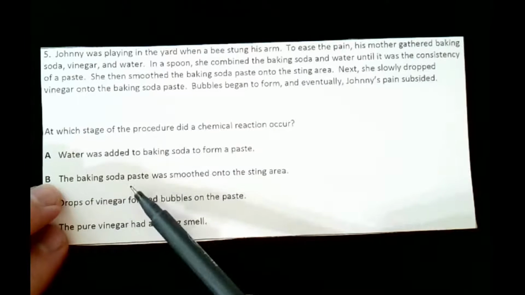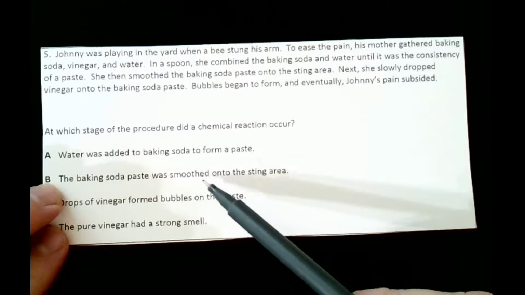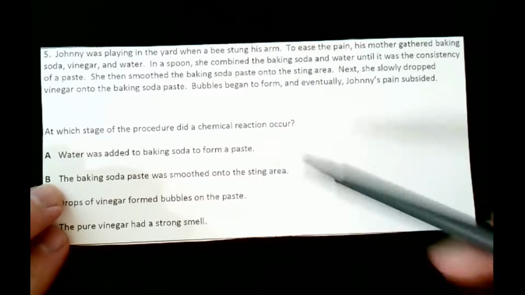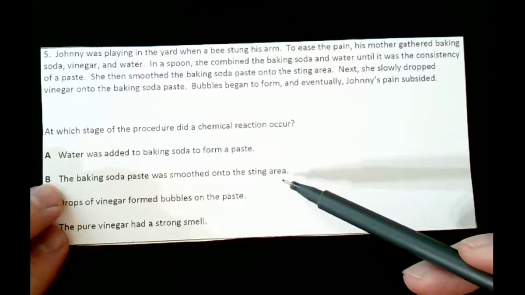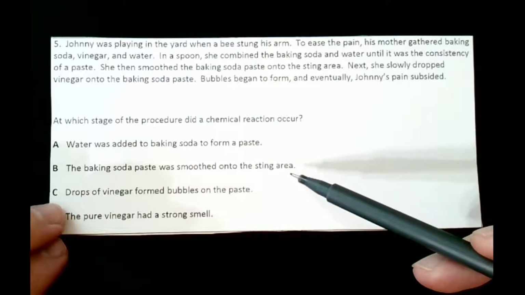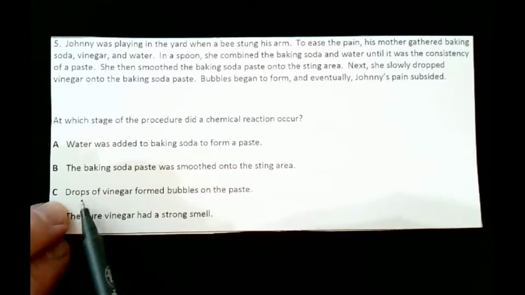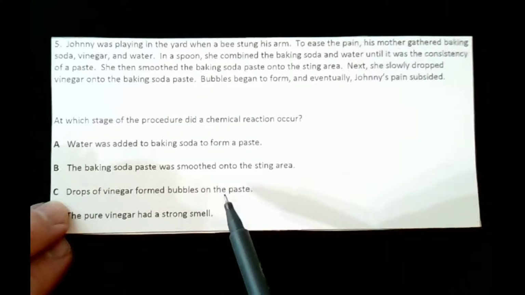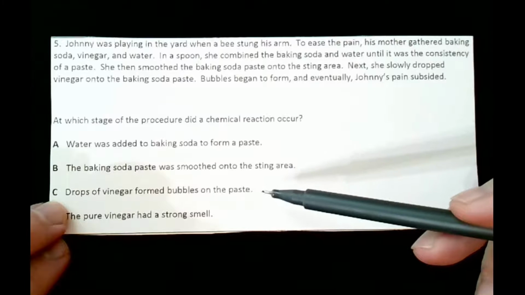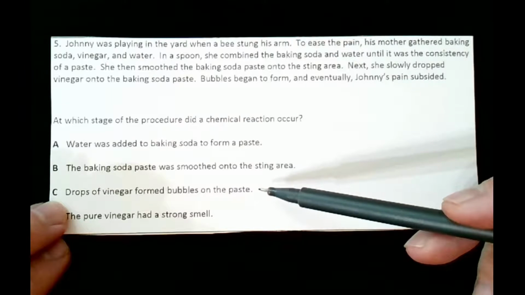B, the baking soda paste was smoothed onto the sting area. So again, a question is going to pop up on your screen right now. Does that give us an indication that a chemical change has occurred? C, drops of vinegar formed bubbles onto the paste. Again, you'll see a question on your screen. Tell me which one of those responses best justifies this being correct or incorrect.